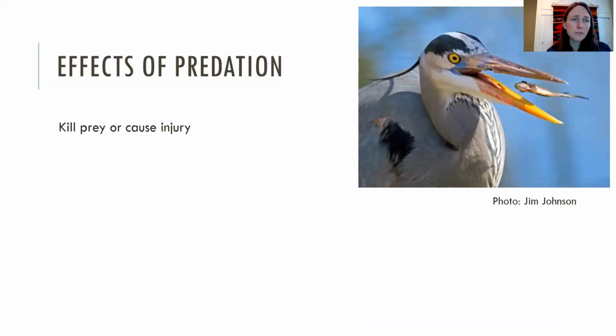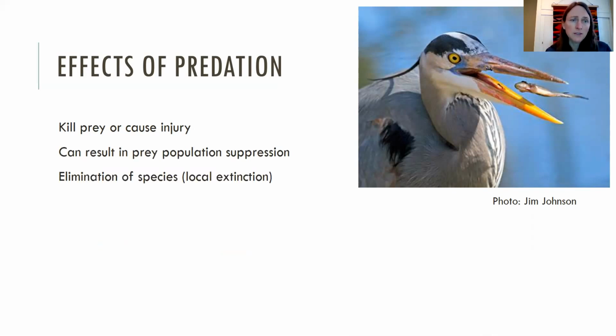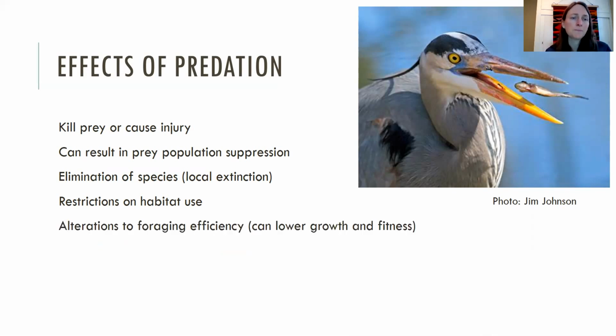And what are the effects of predation? Well, of course, you might be killed or injured. Predators can result in prey population suppression. They can result in local extinction. So if they get rid of their prey species completely, it can become locally extinct. They can force prey to restrict particular habitat uses. And we'll talk about all of these things in a little bit more detail.